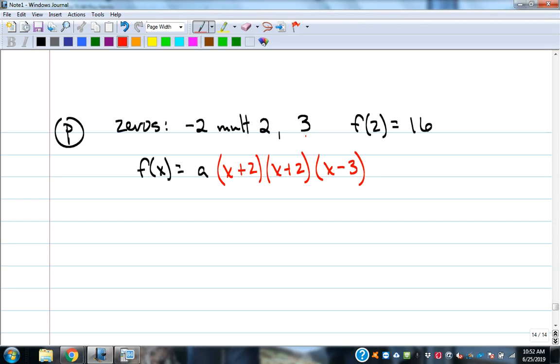All right. Now we're going to find a next. So we're going to take this ordered pair that they gave us, f of 2 is equal to 16, and plug in 2 everywhere there's an x, and find out what a is. Okay. So that's going to be 4 times 4 times -1.